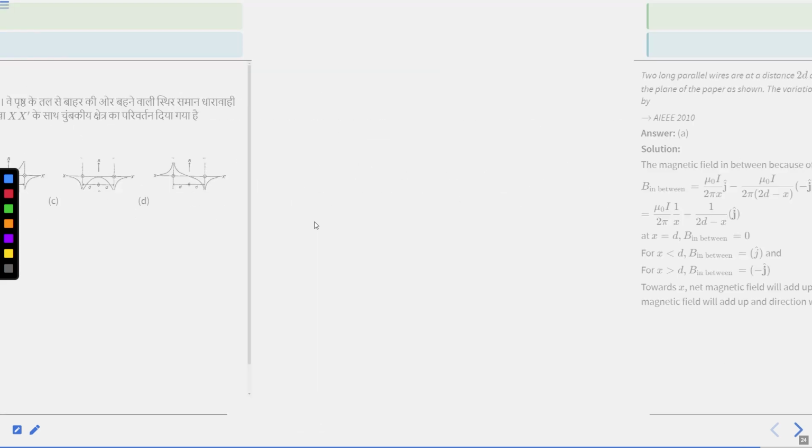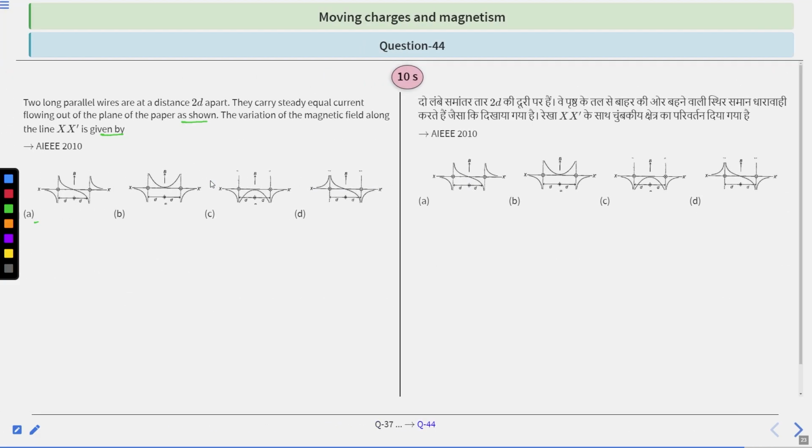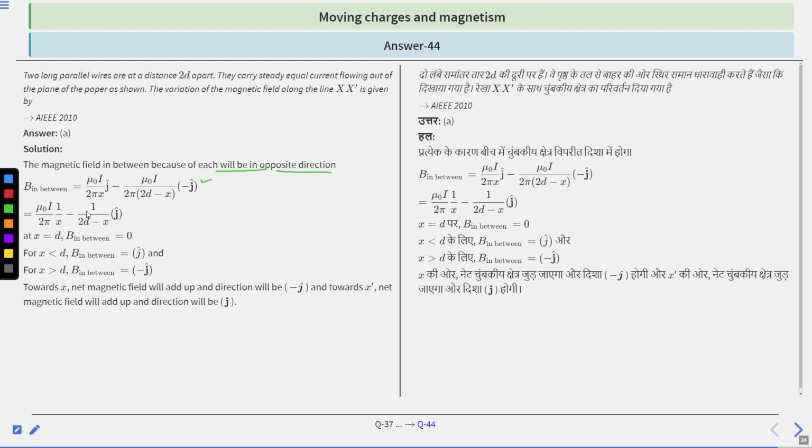Let's find the solution. The magnetic field in between because of each wire will be in the opposite direction. B in between is equal to mu naught I divided by 2 pi x j cap minus mu naught I divided by 2 pi (2d minus x) j cap. Here for these graphs, B equals mu naught I divided by 2 pi times (1 by x minus 1 upon 2d minus x) j cap. So at x equal to d, B in between equals 0.